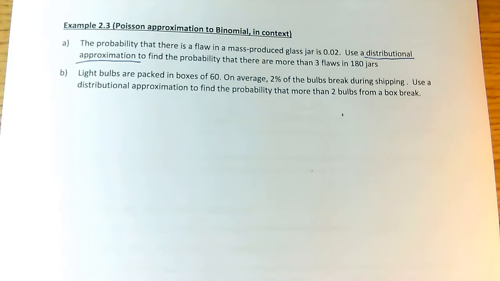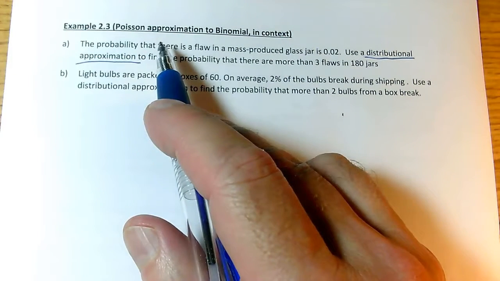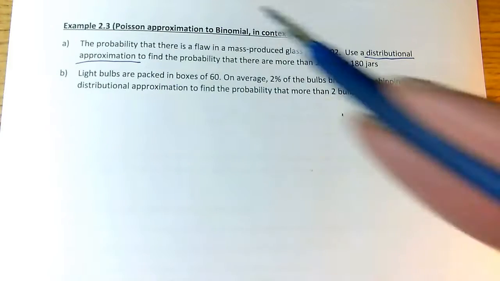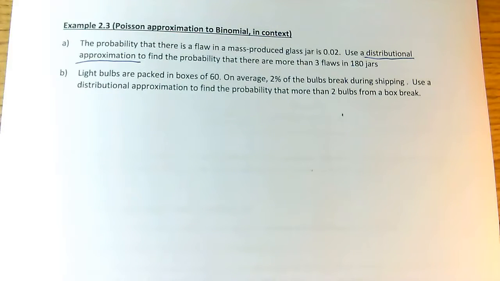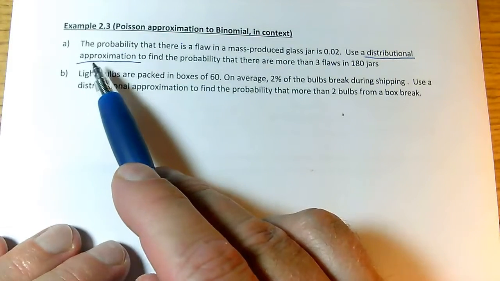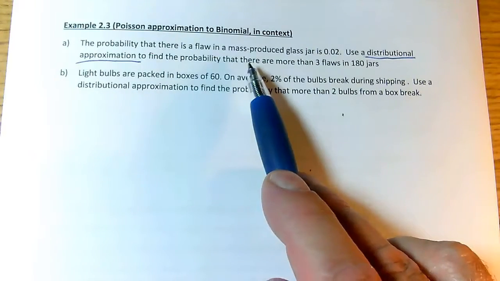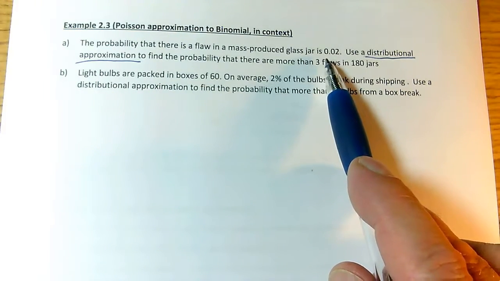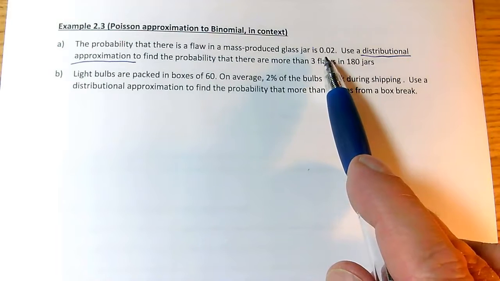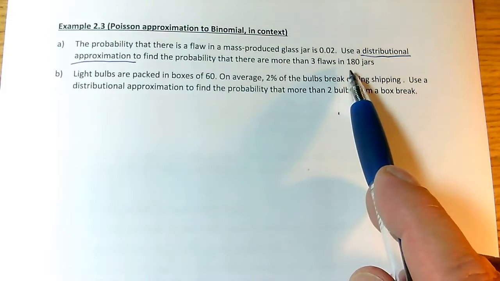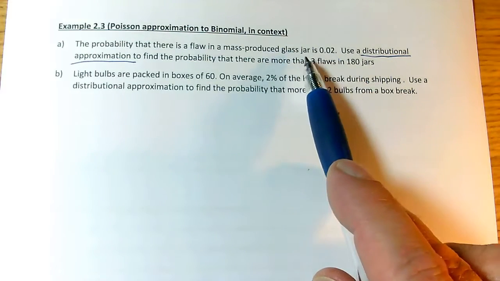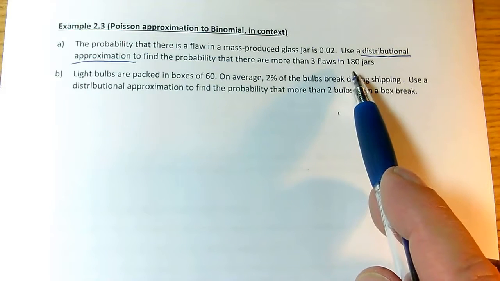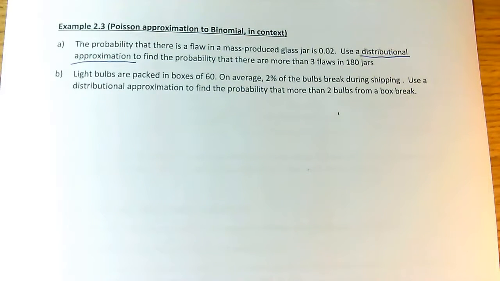Now at this point, we've only done one, and it also tells us what to do in brackets in the question. But in an exam, you wouldn't have those hints. So what you have to do is look at the situation. We've got glass jars, and each glass jar has got a 0.02 chance of having a flaw. And then we've got 180 jars, and we're interested in how many flaws there are altogether in those 180 jars. So I'm counting the number of flawed jars out of 180.